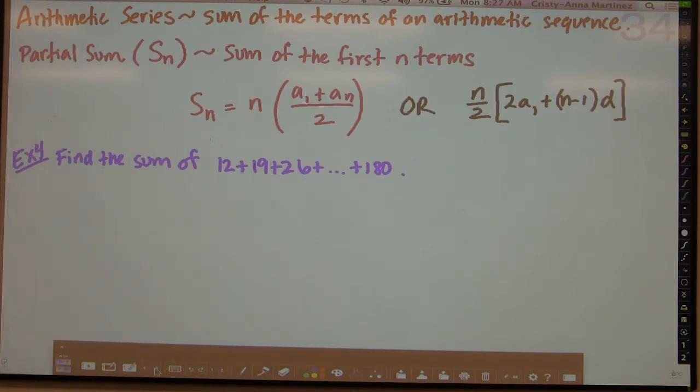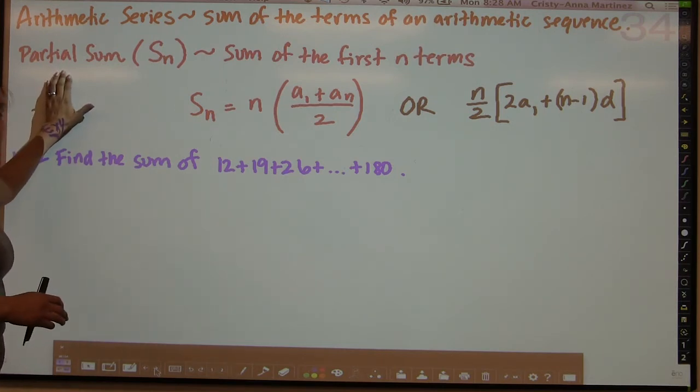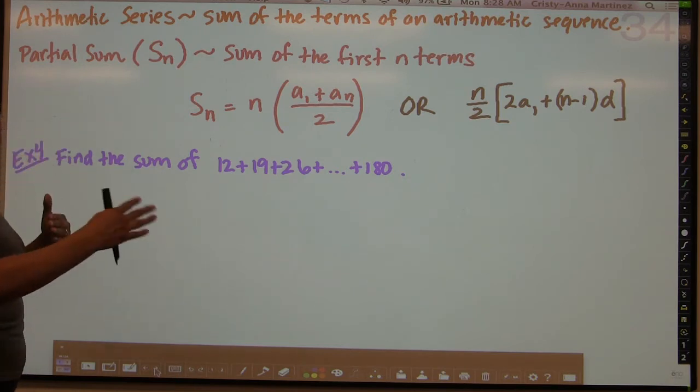An arithmetic series is the sum of the terms of an arithmetic sequence. So basically, if you had an arithmetic sequence and you wanted to add up all the terms, whatever that sum would be, that's what the arithmetic series is. And so, because an arithmetic sequence goes on forever in most cases, we have what we call a partial sum. We want to find the sum of a certain amount of terms.